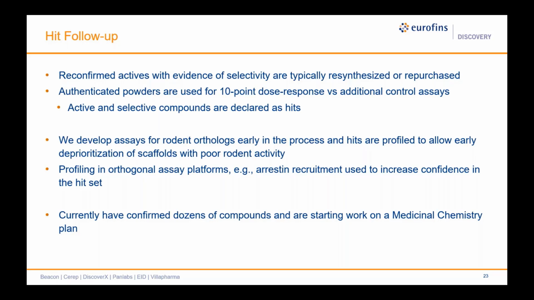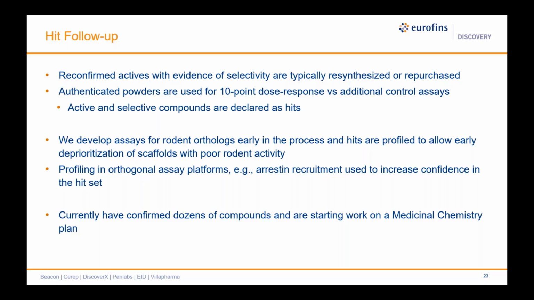We also have developed assays for the rodent orthologs along the way, and these are really important because as you head down the drug discovery process, you're going to need an in vivo species, and you want to know early whether or not there's going to be shifts in potency between the species that you're comparing.